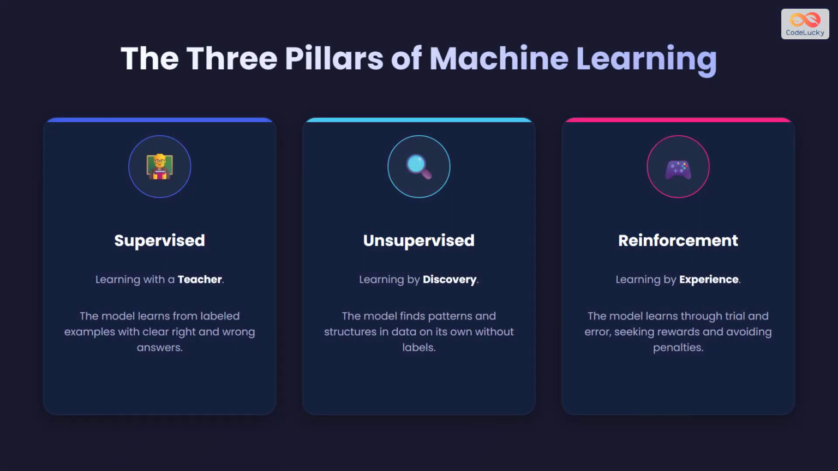Think of machine learning as having three distinct pillars. First, we have supervised learning, which is like learning with a teacher who gives you the answers. Second is unsupervised learning, which is more like discovery, finding patterns on your own. And third is reinforcement learning, which is learning by experience, much like how you learn to play a video game through trial and error. Let's dive into each one.